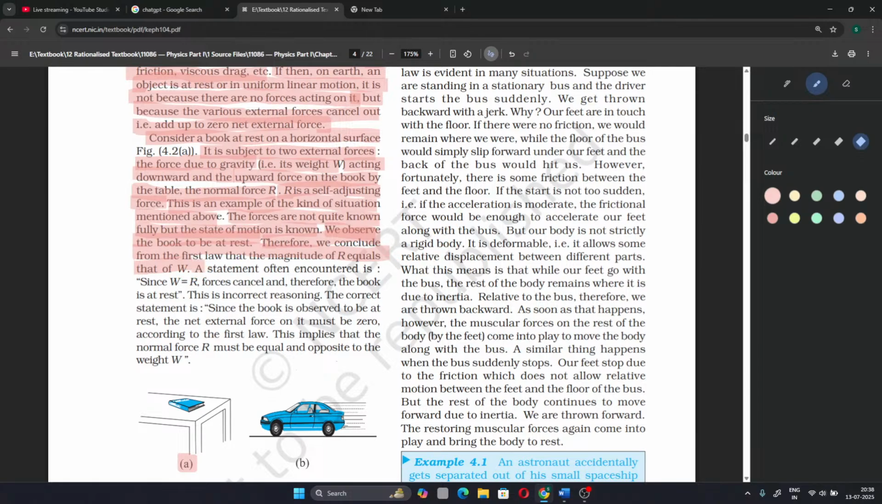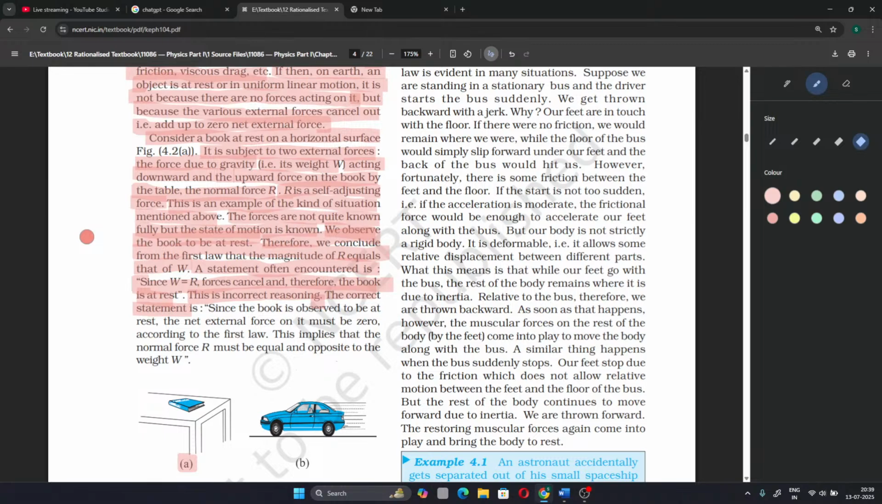A statement often encountered: since W equals R, forces cancel and therefore the book is at rest. W is the gravitational force, R is the normal force. Both are equal, both cancel out because force is a vector, and the book is at rest. This is incorrect reasoning. The correct statement is, basically we do not know the forces. Actually, we cannot say that W equals R, forces cancel out and the book is at rest.